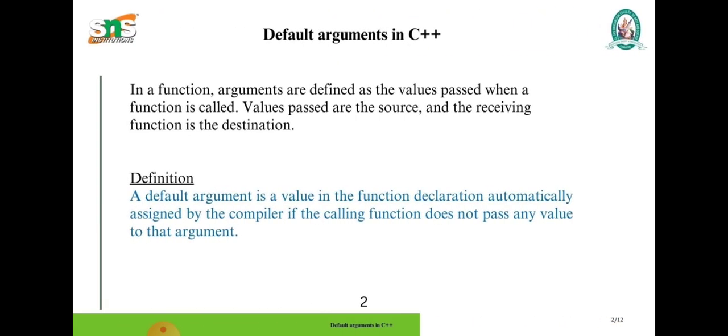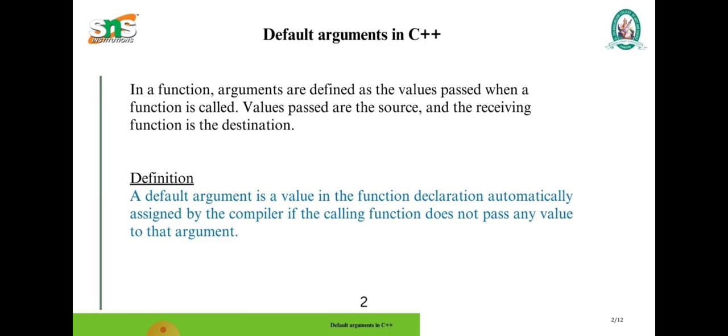In C++, arguments in a function are defined as the values passed when a function is called. The values passed are the source and the receiving function is the destination. I'll repeat it again: in a function, arguments are the values passed when a function is called, where the values are the source and the receiving function is the destination.